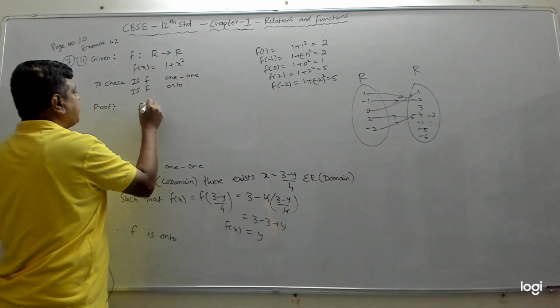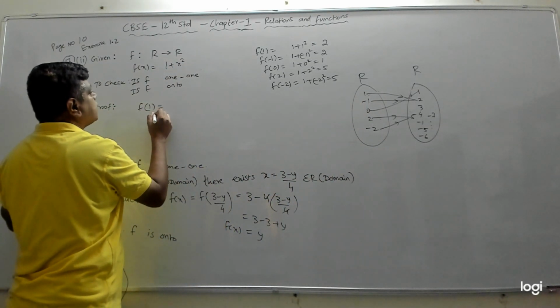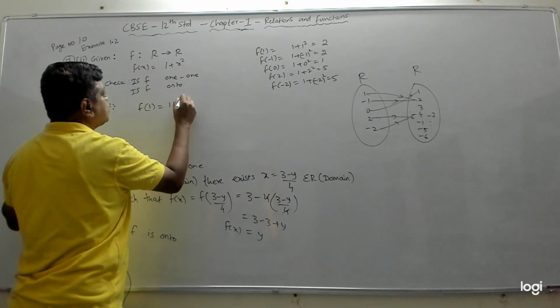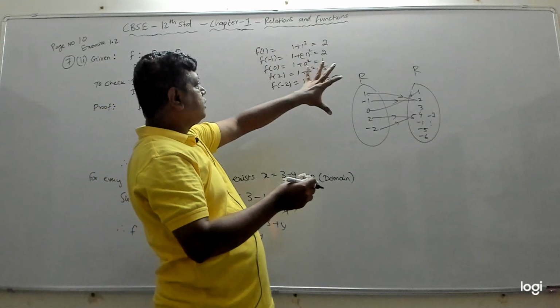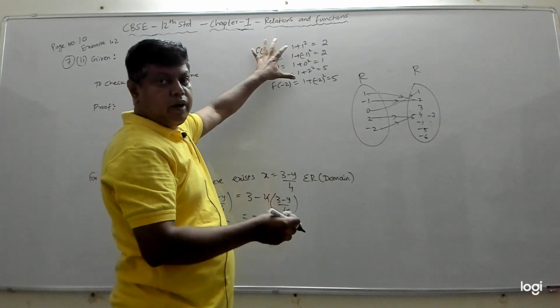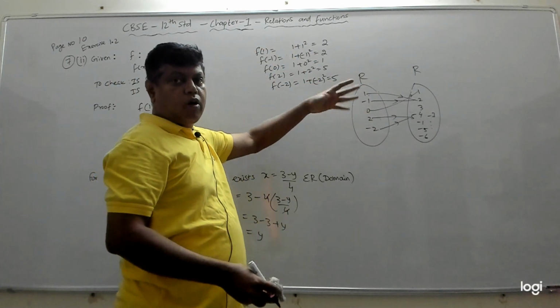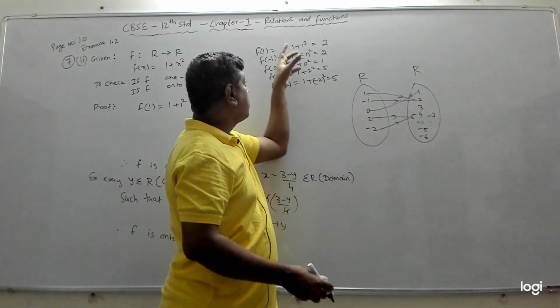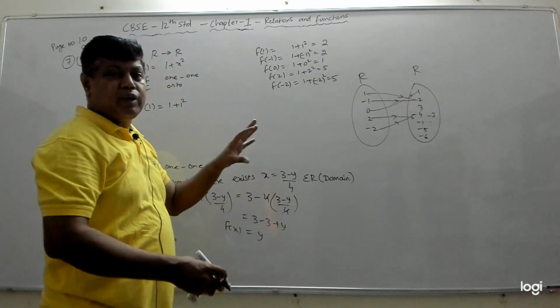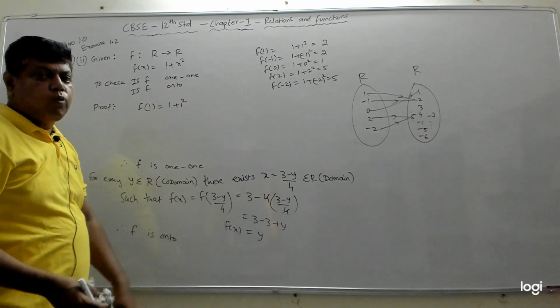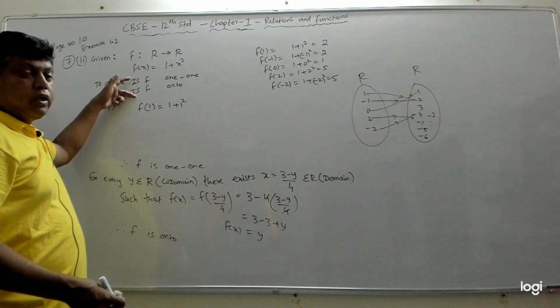So we will take f of 1. What is f of 1? It is 1 plus 1 square. This is rough work that you do just to understand how the function is. You need not write this in your exam, but if you are confused, you can draw this and do the mapping, so that you get some idea whether it is 1-to-1 or onto.